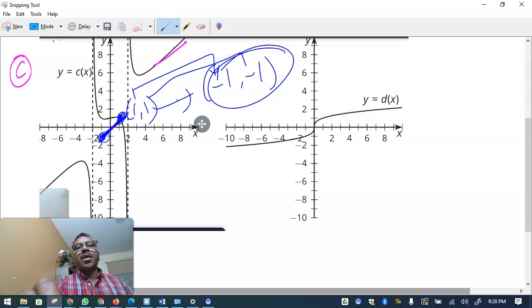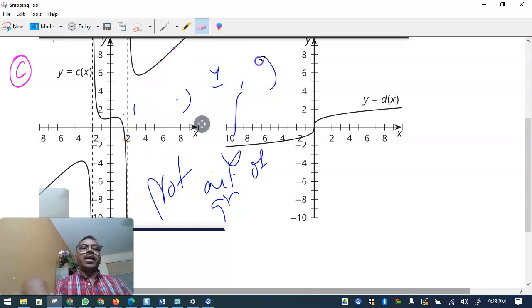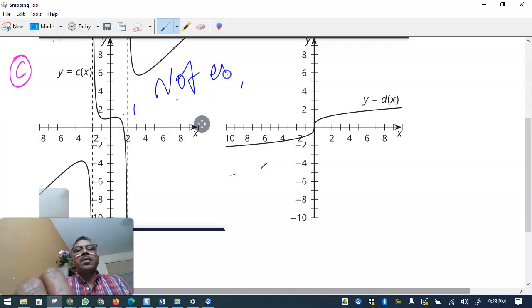So this point is not part of the graph. That's why, if you reflect over the origin, you don't get the same graph. So you say, okay, that's not even. So this is not even and not odd also. So that's it, neither even nor odd.